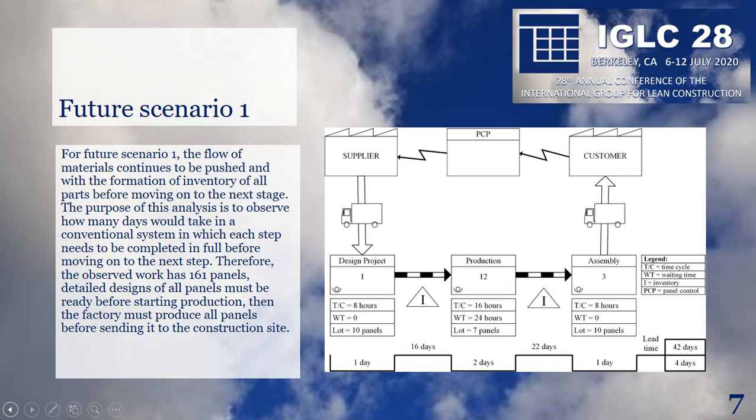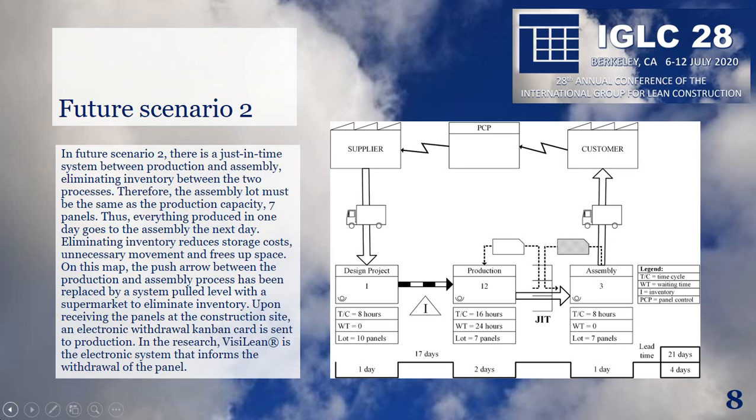Future scenario 1. For future scenario 1, the flow of material continues to be pushed, with the formation of inventory of all parts before moving on to the next stage. The purpose of this analysis is to observe how many days it would take in a conventional system in which each step needs to be completed in full before moving on to the next step. Therefore, the observed work has 161 panels. Detailed designs of all panels must be ready before starting production. Then the factory must produce all panels before sending them to the construction site.